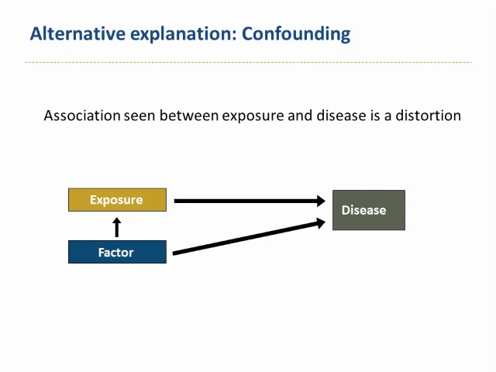In order for confounding to occur, two things need to happen. First, there needs to be an association between the exposure you're interested in and this extraneous or confounding factor. And second, there needs to be an association between the extraneous factor and the disease you're studying. So let's use an example to illustrate this principle.